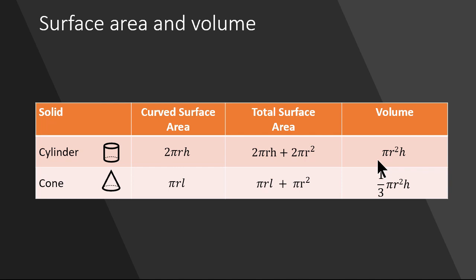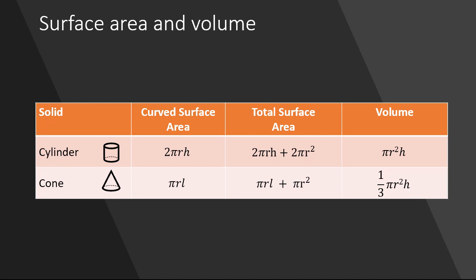What is the volume? The volume is the area of the base multiplied by height, which is pi r square h. Now if you look at the cone, the volume of a cone happens to be 1/3 of the volume of the cylinder. So it is 1/3 pi r square h, where r is the radius of the base and h is the height of the cone.